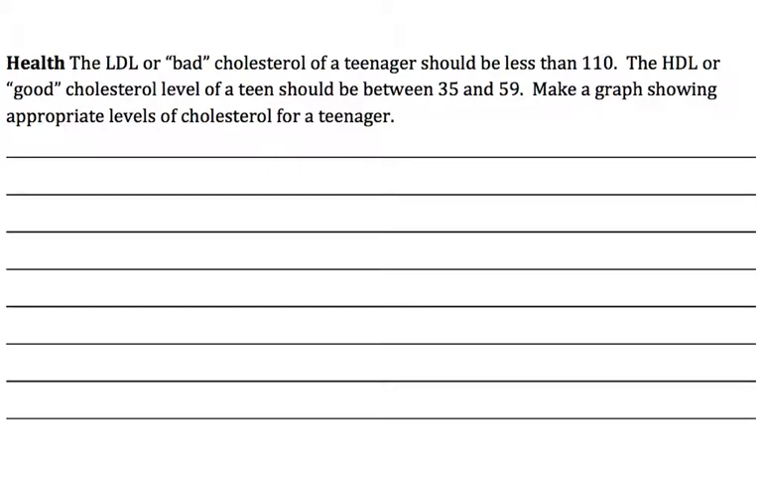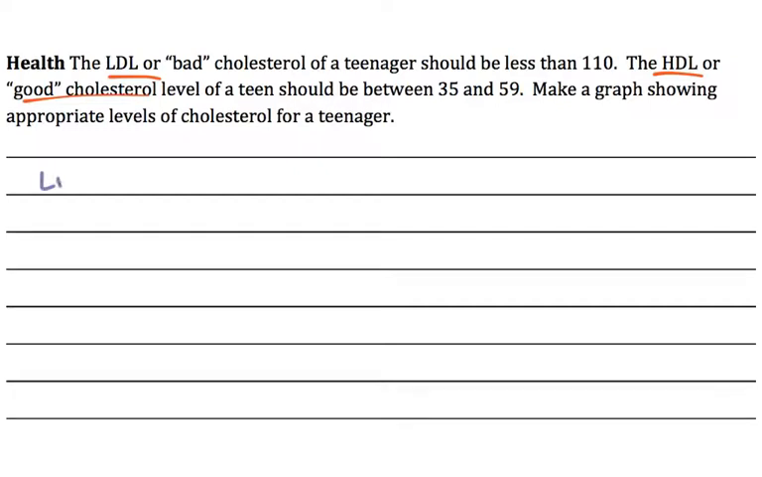Health. The LDL, or bad cholesterol, of a teenager should be less than 110. The HDL, the good cholesterol, of a teen should be between 35 and 59. Make a graph showing appropriate levels of cholesterol for a teenager. So let's go with defining our two different variables. Well, we got one type of cholesterol level and another type of cholesterol level.